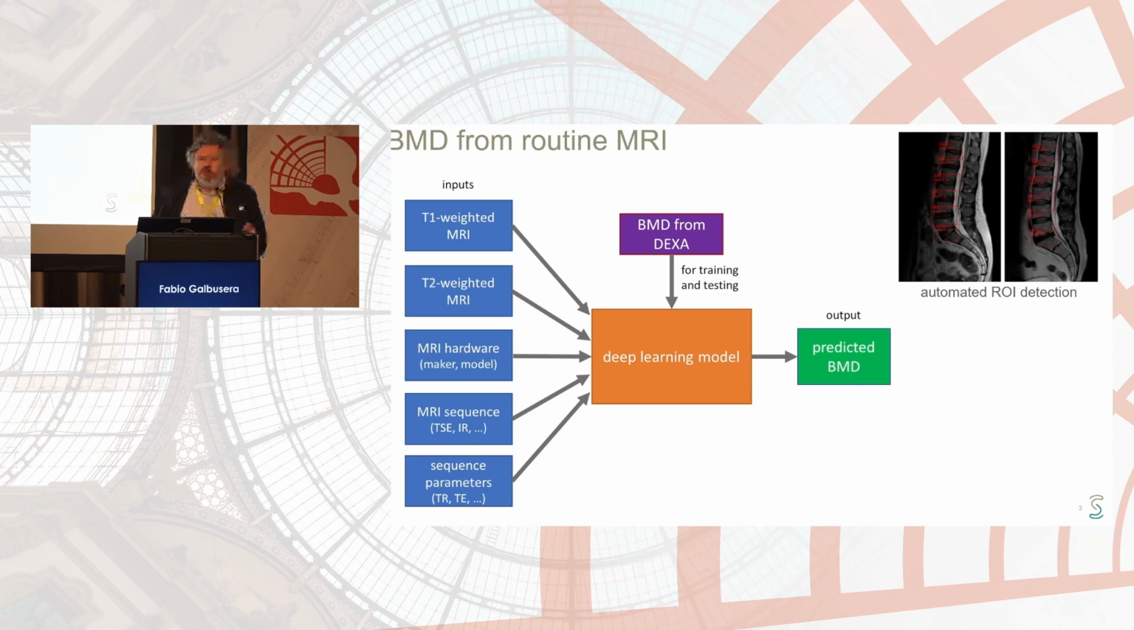So the idea was to use deep learning. Everybody's using deep learning today, and this is, I think, a good field of application for deep learning. The idea is that we create a model that we can feed with the images, the T1 and T2 weighted MRIs, also with some information about the MRI hardware, the sequence, and so on. So all the parameters that are used to generate the image. And as ground truth, we take the BMD values that are measured with the DEXA. So we have a model that can predict the BMD using as ground truth the data from the DEXA.